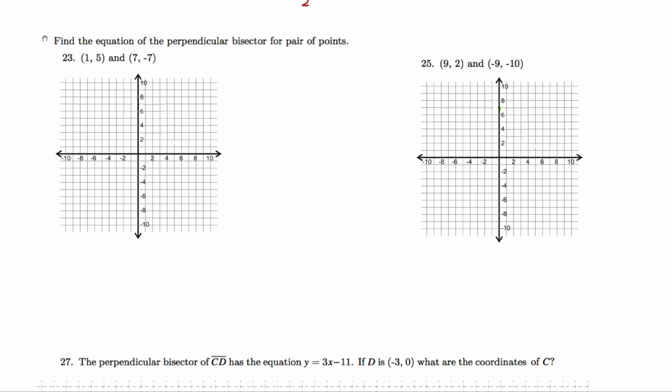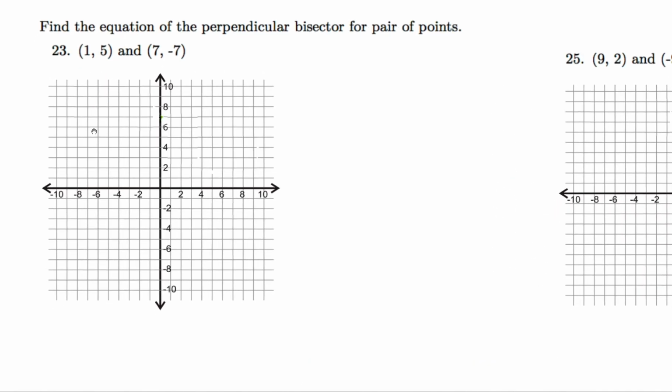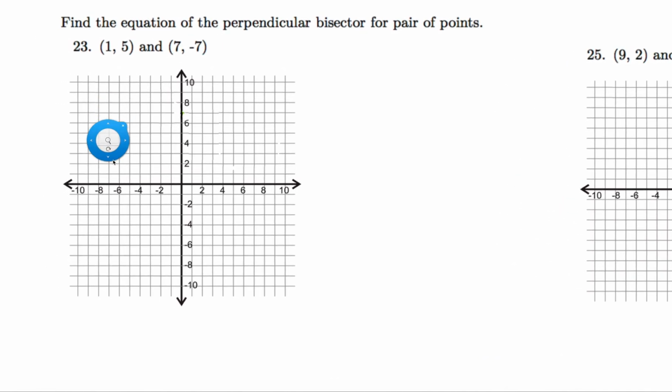Alright, I'll do one of these here, 23. Find the equation of the perpendicular bisector for a pair of points. Okay, so what does a perpendicular bisector do? It intersects a segment at the midpoint at a 90-degree angle. So let's find these two points: 1, 5, and 7, negative 7. Maybe I'll label these A and B.